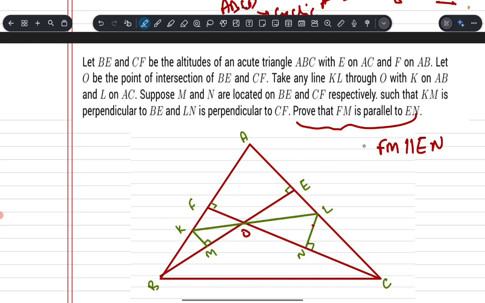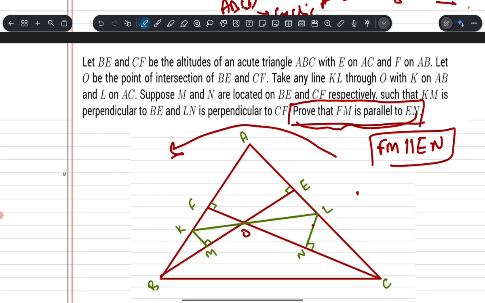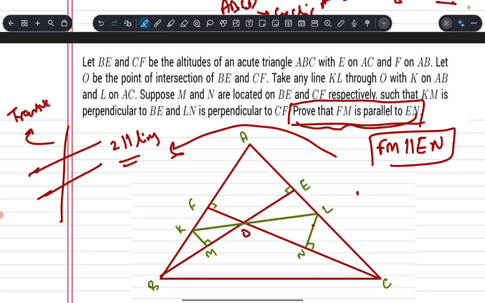Now, forget the problem. First of all, when you see something of this sort, where you have to prove two lines to be parallel, immediately your mind should go to this diagram from middle school. You must have seen this, right? Two parallel lines and another one intersecting them. We used to call this what? Transversal, right?